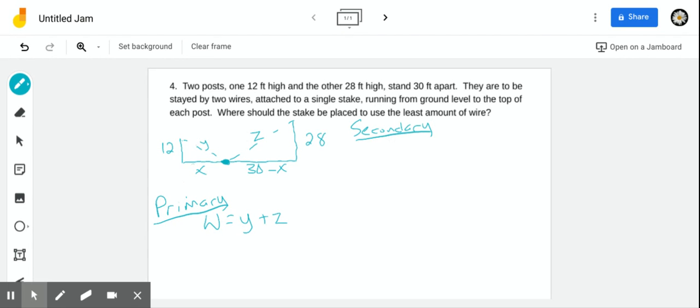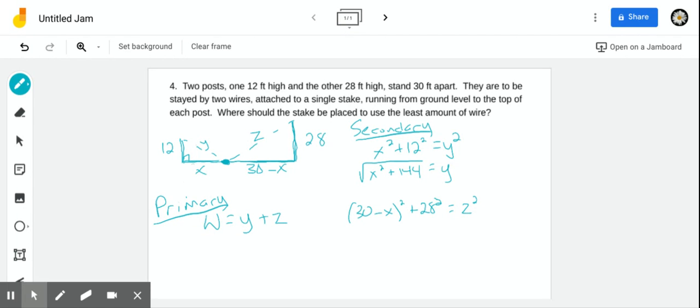So for our secondary equation, we can check out this triangle over here. It's a right triangle, so we can use Pythagorean theorem. We have x squared plus 12 squared equals y squared. So y is going to be the square root of x squared plus 144. Now, we can take a look at this other triangle here. So we have two secondary equations, and that's going to be (30 minus x) squared plus 28 squared equals z squared.